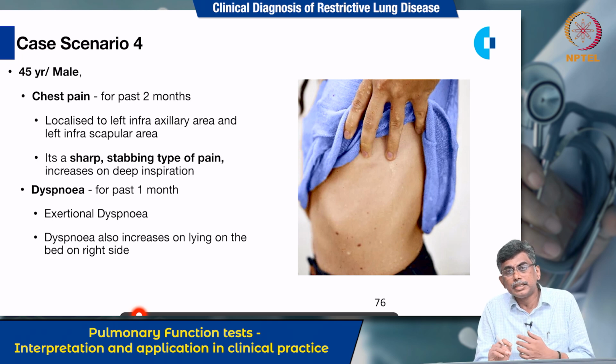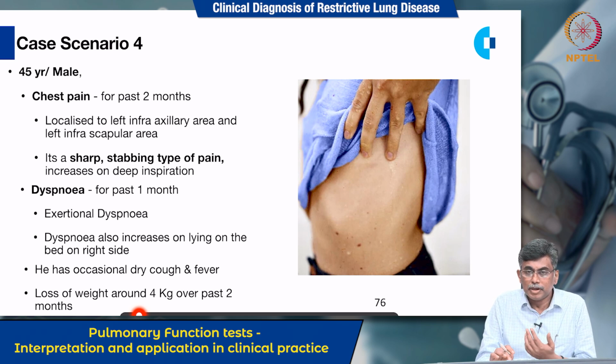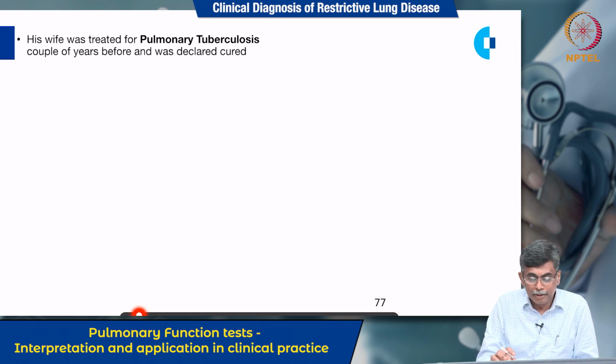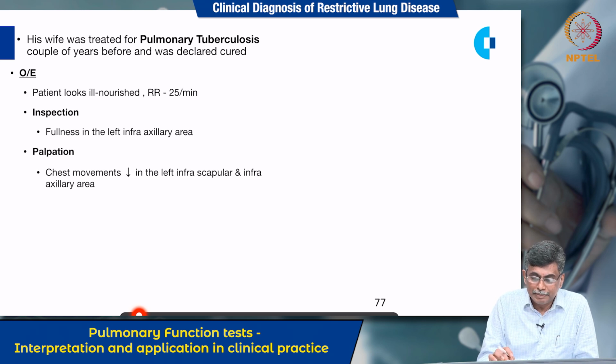Dyspnea also increases if the patient is lying to the right side, and he has occasional cough and fever. In addition, he has lost around 4 kg of weight over the past 2 months. There is a history that his wife was treated for pulmonary tuberculosis 2 years before and was declared cured. On examination, the patient looks ill-nourished, and the respiratory rate is high.